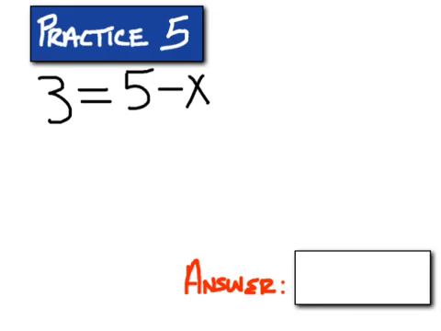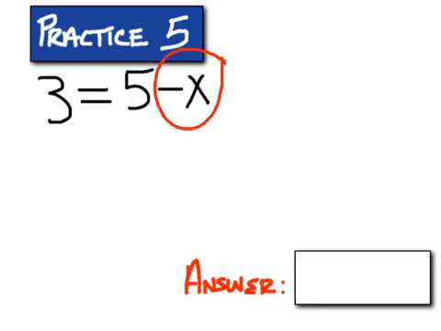Okay, practice problem number 5. Okay, what's the first thing we need to do? Yeah? Me? Oh, I thought you were raising your hand, sorry. But yeah, what's the first thing we need to do? Me? Mm-hmm. Oh, I did 5 minus 3.